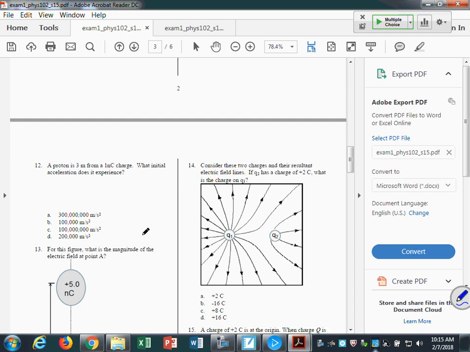If I have 6 field lines on one and 2 field lines on another, the ratio is 6 to 2. That means the ratio of the charges is also going to be a ratio of 6 to 2, or 3 to 1, or some equivalent of that. Do you hear what I'm saying? The ratio of the field lines on either side is equal to the ratio of the charges.